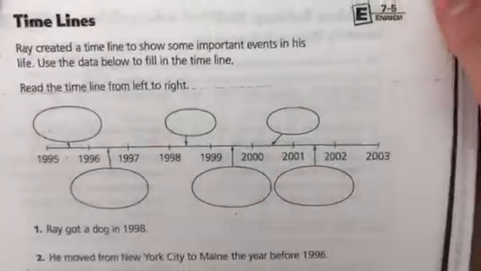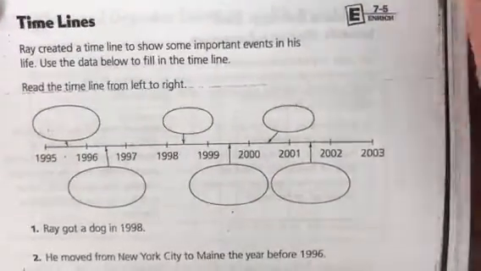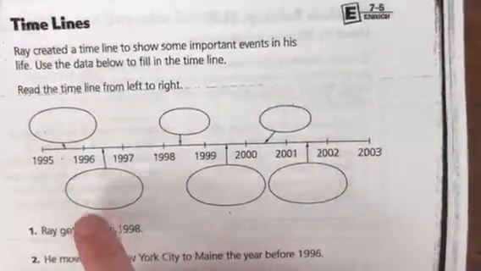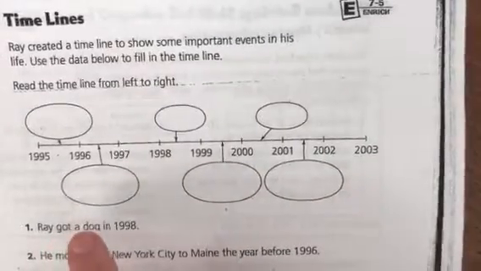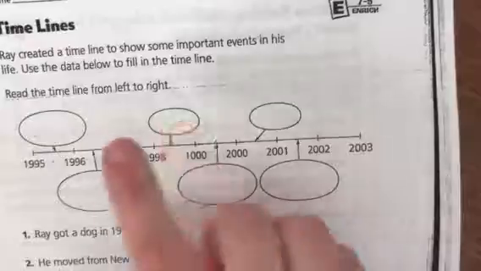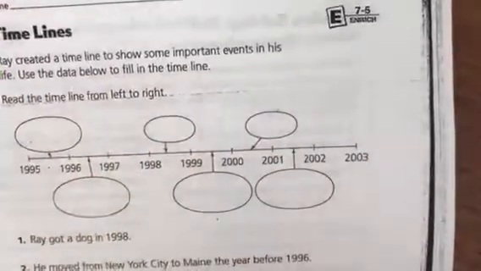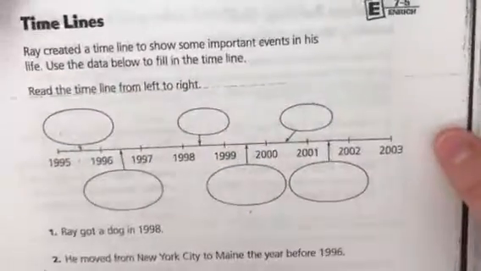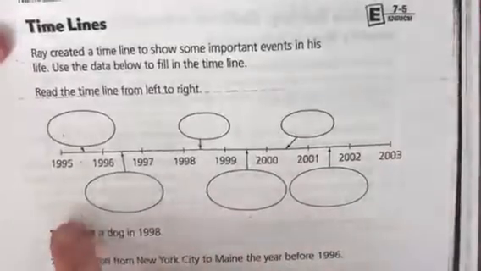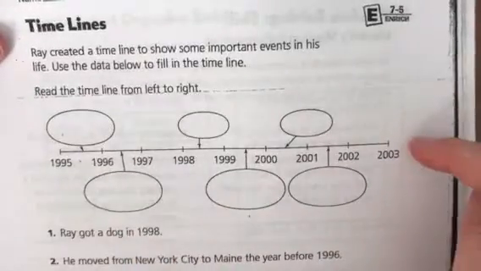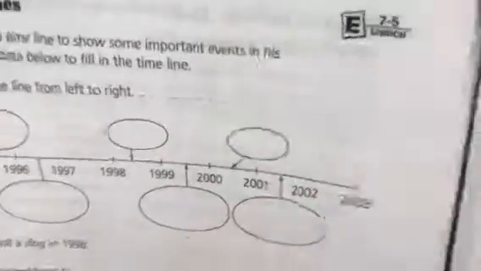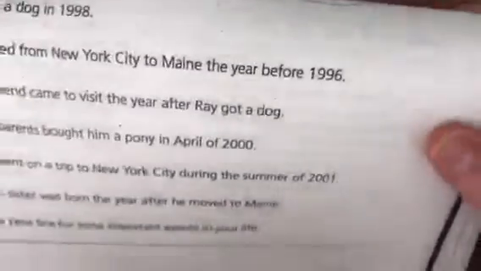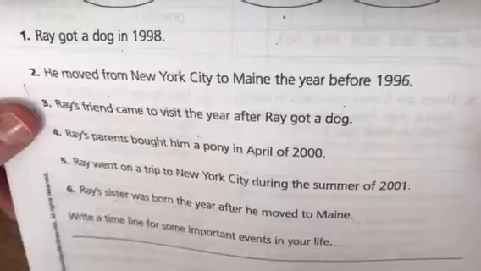You may also be looking at a timeline like this. And if you have this timeline, this one has different years on it. And it says, read the timeline from left to right. These are Ray's important events in his life. And you might see a lot of timelines like this. So we have 95 all the way to 2003. And then your job is going to be to fill in the bottom with all of the different events.